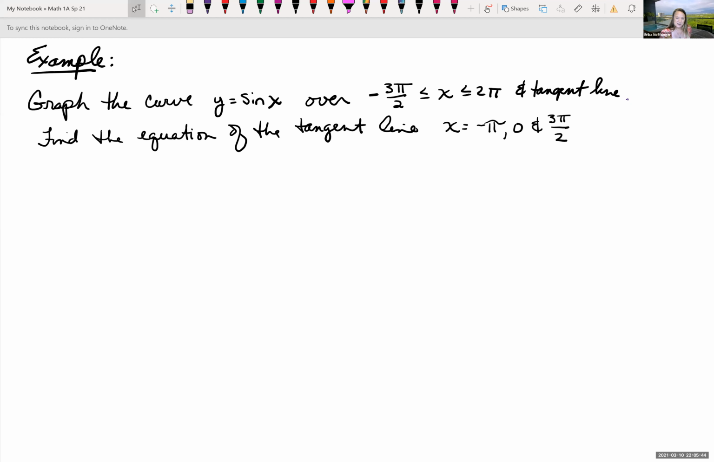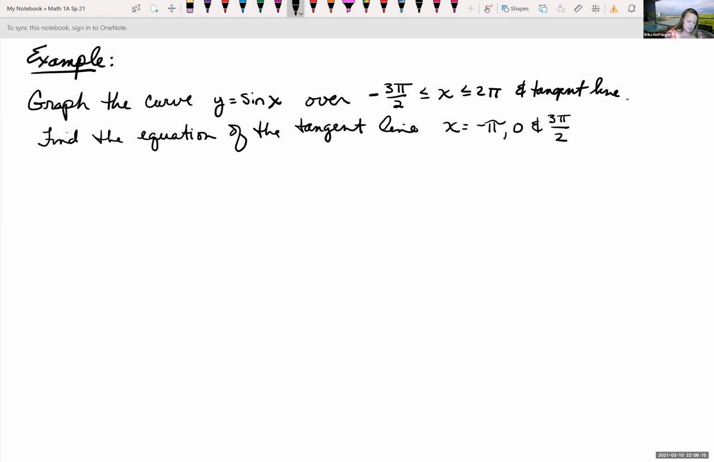So another example, and we're pretty much tying in again what we've been learning in this class. We've looked at tangent lines, we've looked at finding the equation of tangent lines. This example says graph the curve of y equals sine x over the interval negative 3 pi halves less than or equal to x less than or equal to 2 pi. We're also going to want to graph that tangent line. So find the equation of the tangent line at x equals negative pi, 0, and 3 pi halves.